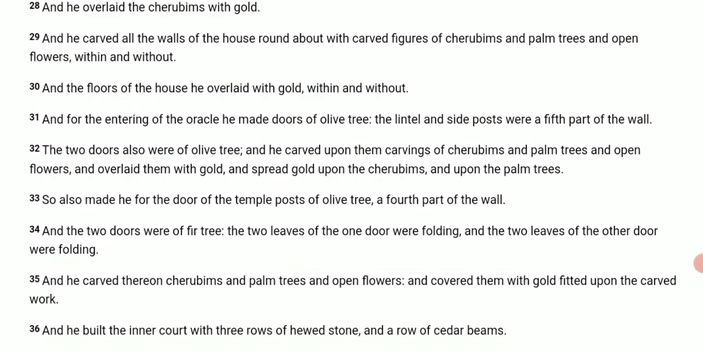So also made he for the door of the temple posts of olive tree, a 4th part of the wall. And the 2 doors were of fir tree. The 2 leaves of the one door were folding, and the 2 leaves of the other door were folding. And he carved thereon cherubims and palm trees and open flowers, and covered them with gold fitted upon the carved work. And he built the inner court with 3 rows of hewed stone, and a row of cedar beams.